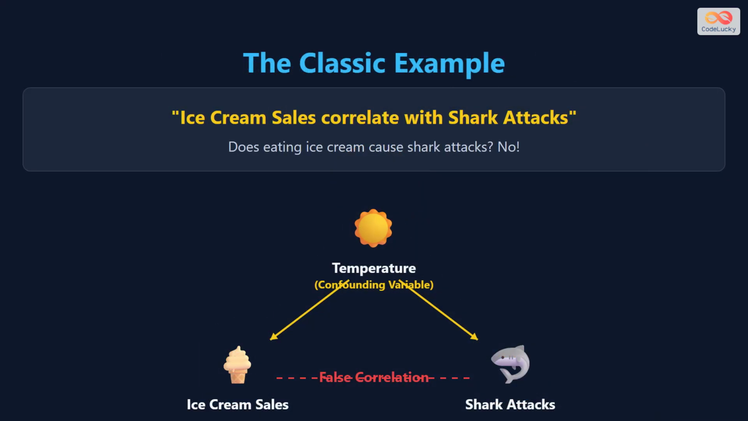Here is the classic example used in every statistics class. Data shows a strong correlation between ice cream sales and shark attacks. Does eating ice cream attract sharks? Of course not. The confounding variable here is temperature. On hot summer days, people buy more ice cream, and they also swim more, leading to more shark attacks. The heat causes both.